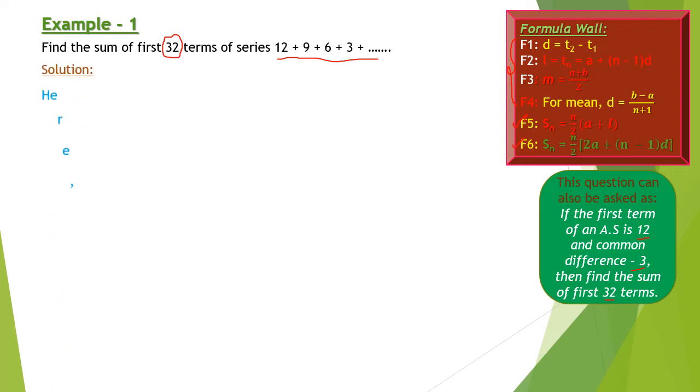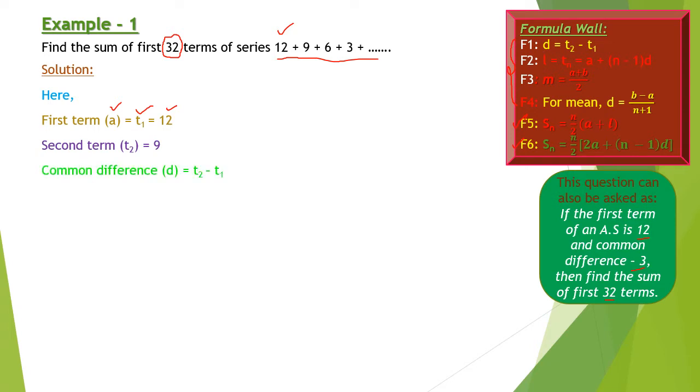Solution: you can see the first term a equals T1, that is 12. And the second term T2 is 9, and for the common difference we know the formula F1, d equals T2 minus T1, that is 9 minus 12, which is minus 3. And the number of terms is 32, because we have to find the sum of 32 terms. So it is n. We know formula 6.